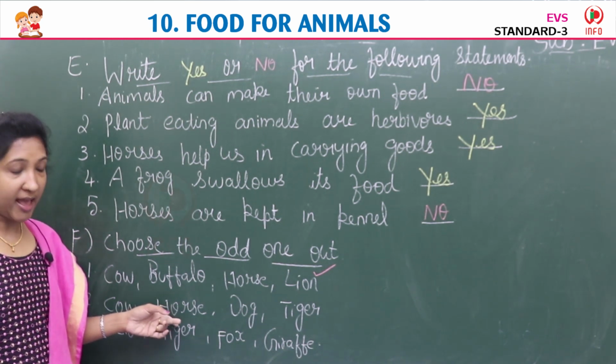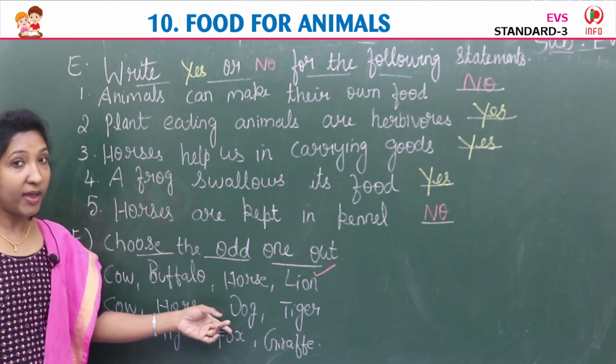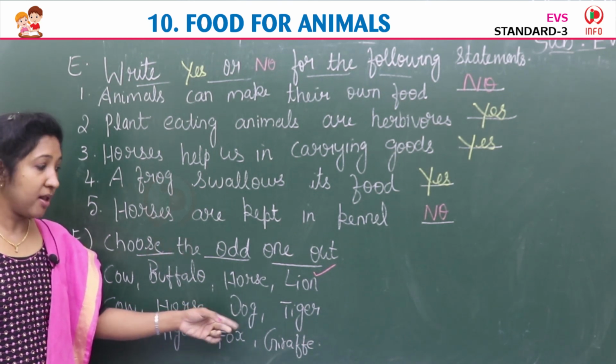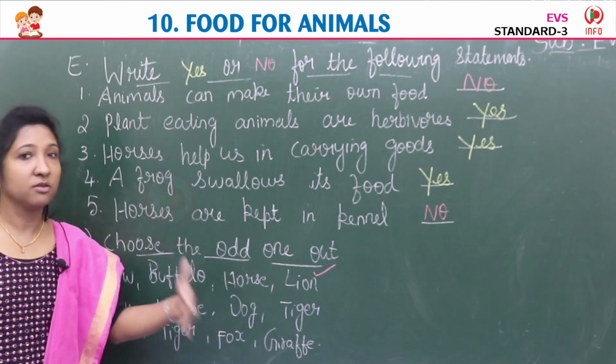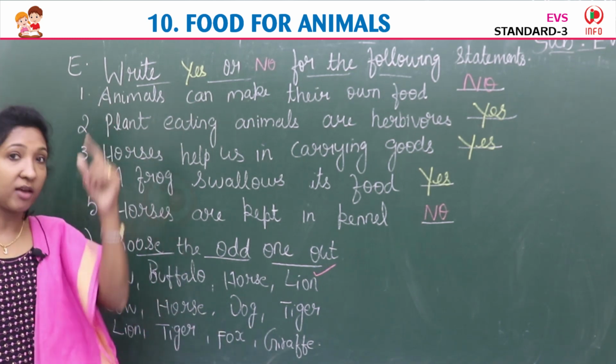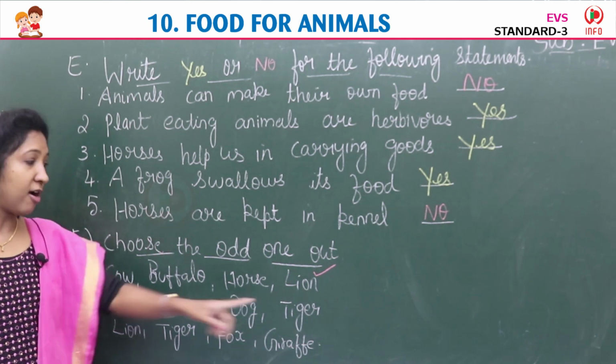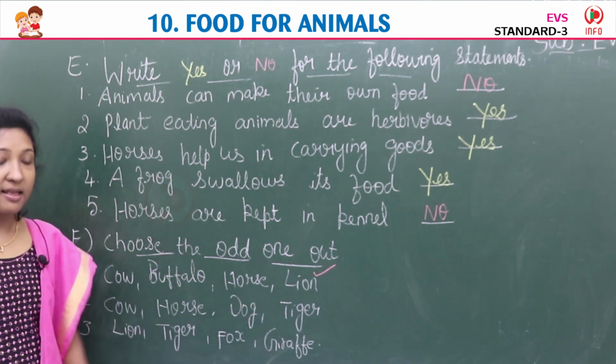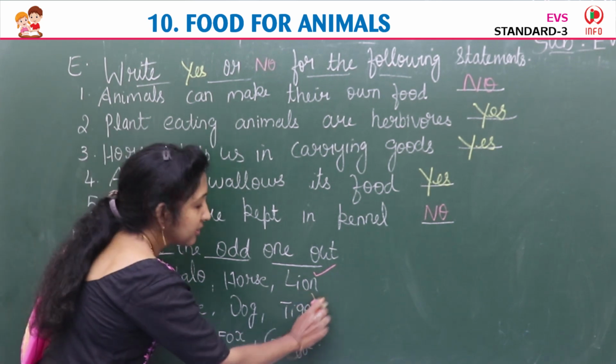Horse is a domestic animal. Dog is also a domestic animal. But what about tiger? No. It is a wild animal. That animal lives in jungle or forest. It does not live in the farm. So the answer is tiger.